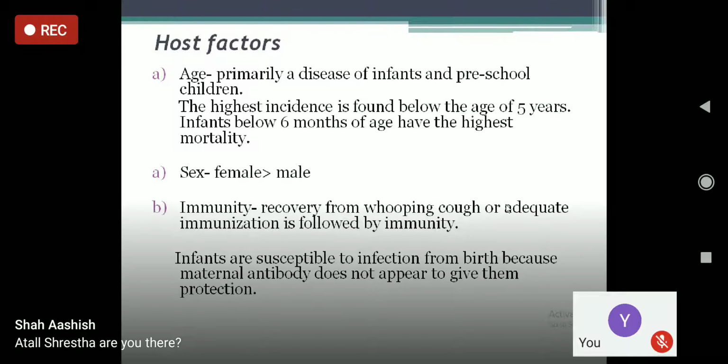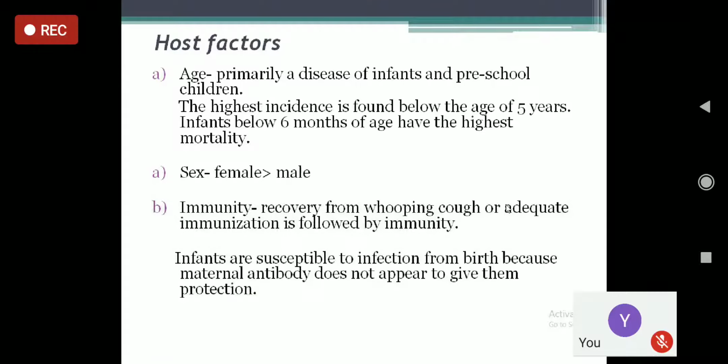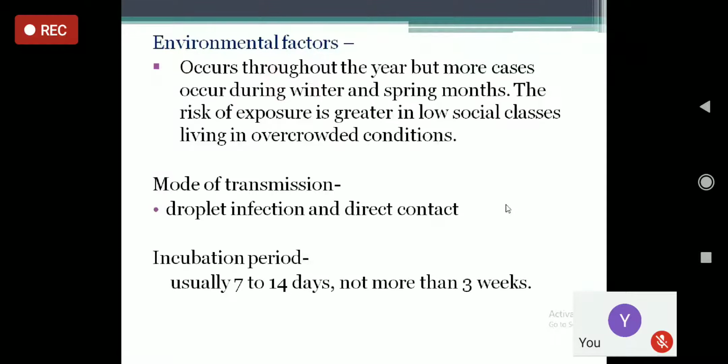While talking about immunity, recovery from whooping cough or adequate immunization is followed by immunity. So once the child recovers from whooping cough or gets immunization, the child will be immune against that disease. Infants are susceptible to infection from birth because maternal antibody doesn't appear to give them protection. So in diphtheria, maternal antibody gives protection to them, but in pertussis, maternal antibody does not protect the infants. The environmental factors.